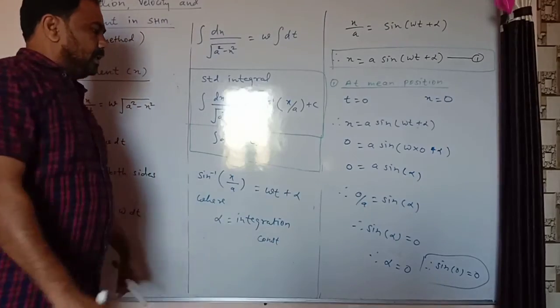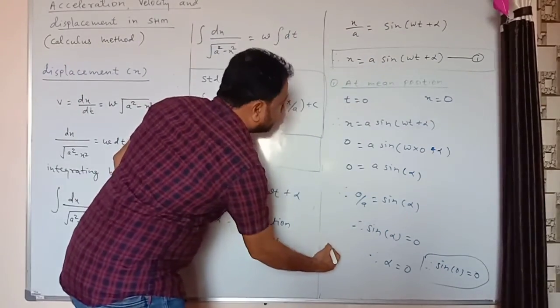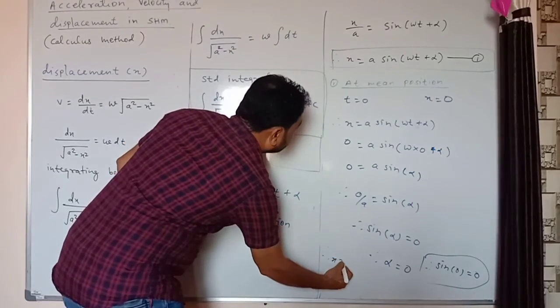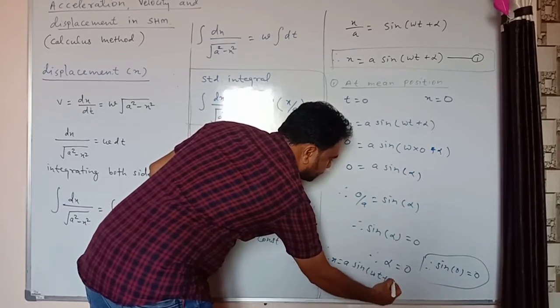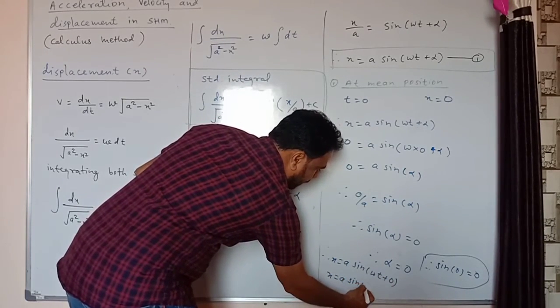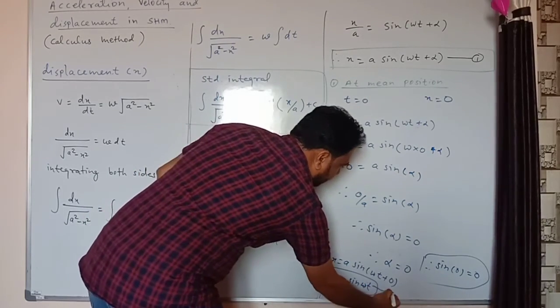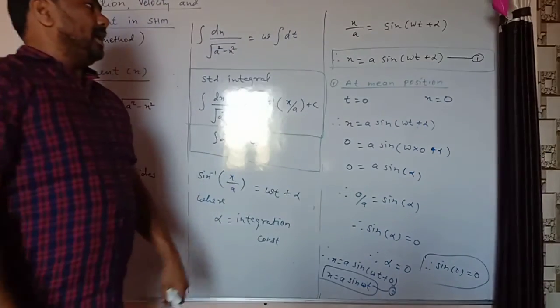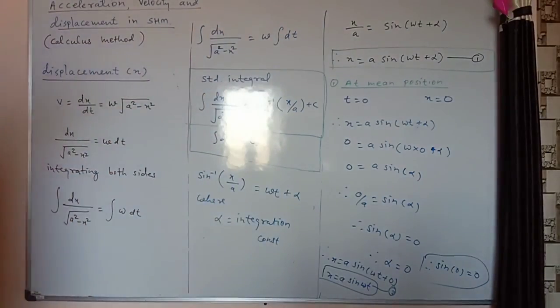Okay. So therefore our main equation x is equal to a sin omega t plus 0, so x is equal to a sin omega t. This is the required expression when the particle is at the mean position. Okay. Now what happens at the extreme position?